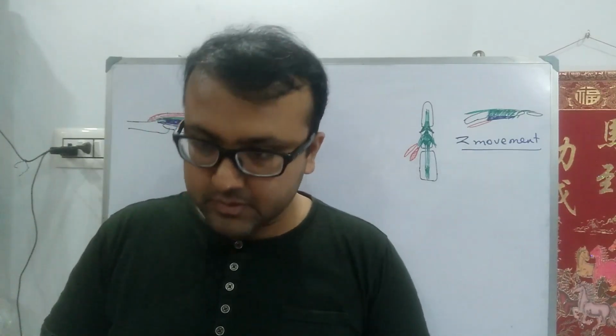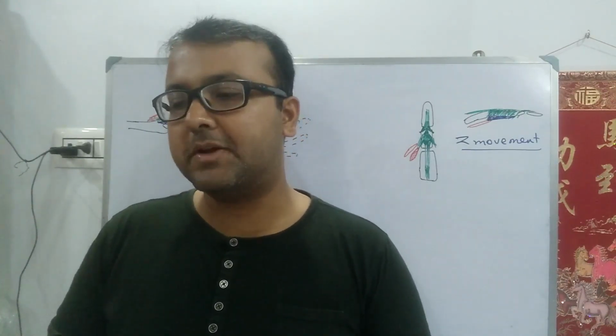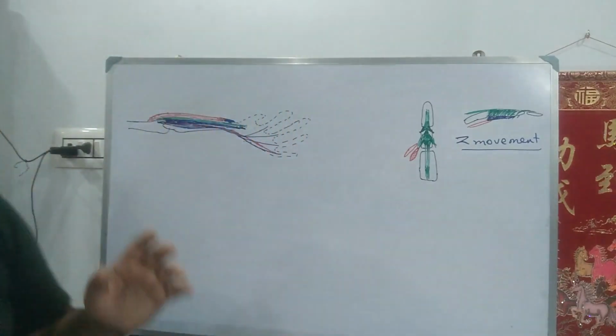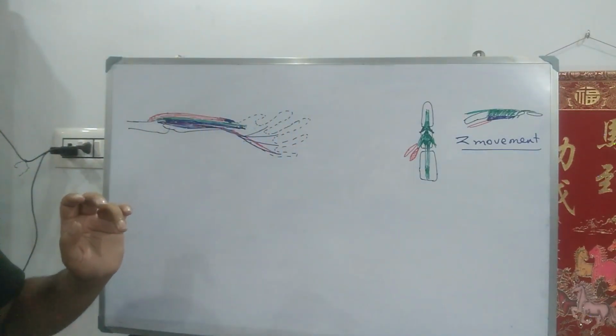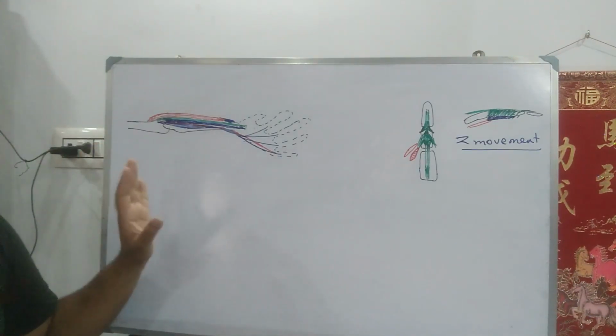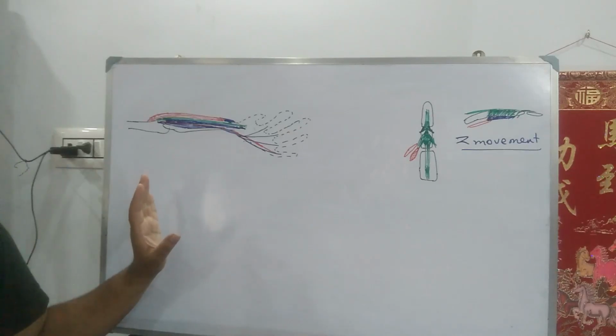Extensor carpi ulnaris. Very good. So the name is so simple. It is extensor carpi ulnaris. It's that simple. So if I talk about this extensor carpi ulnaris, now here comes that $1,000,000 question: where will it originate from?